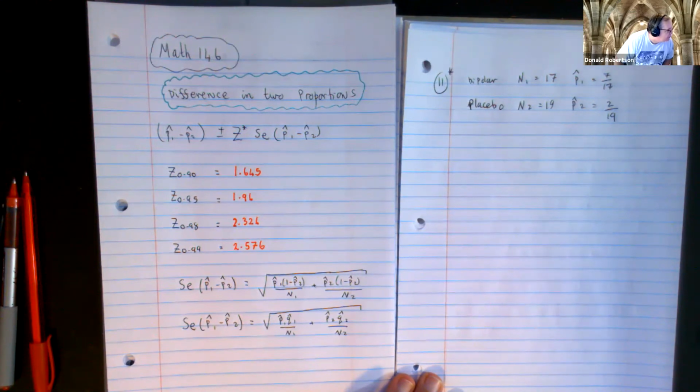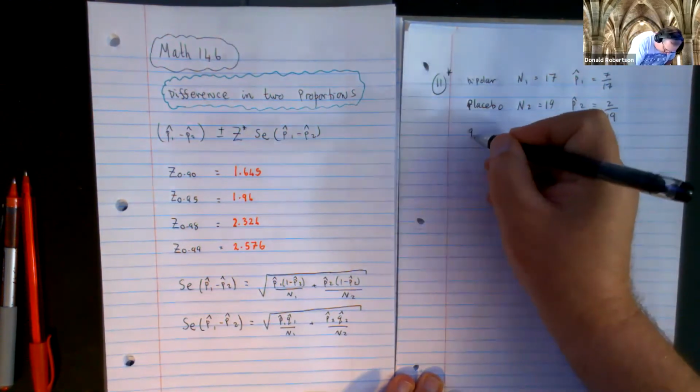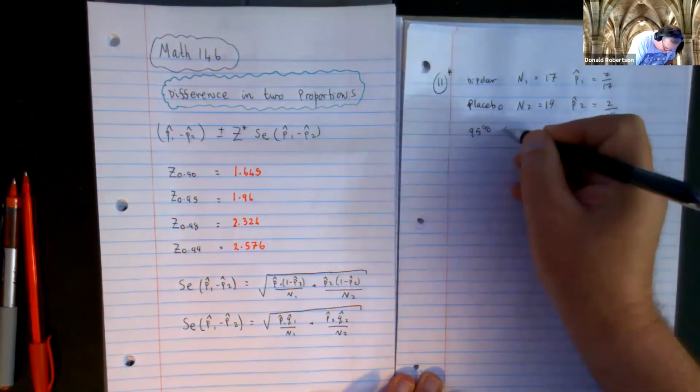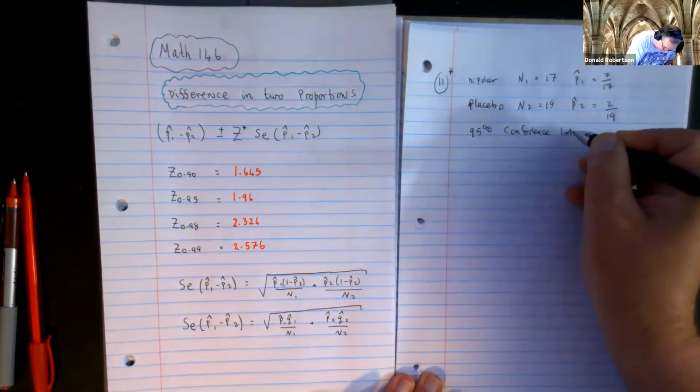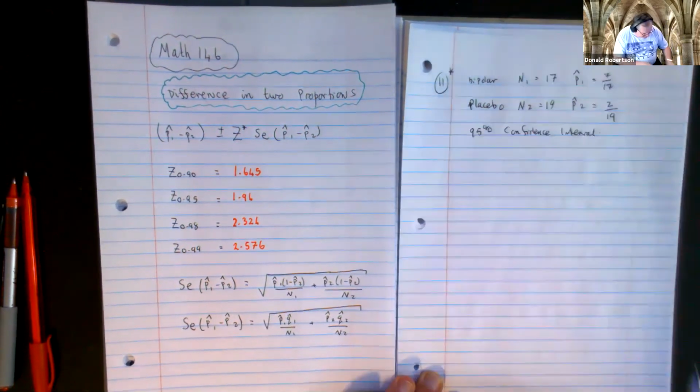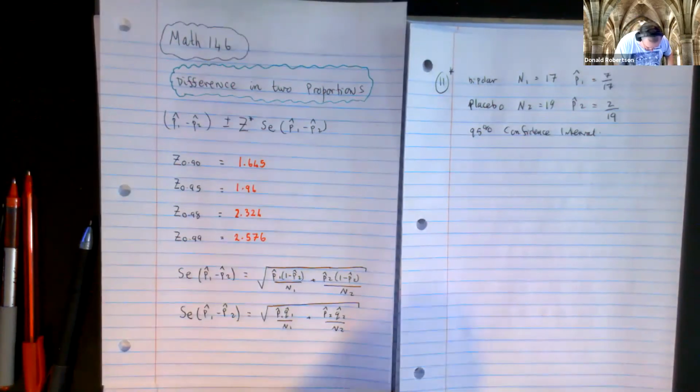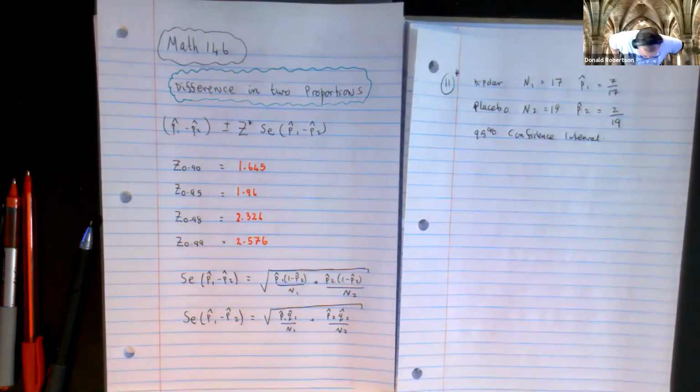And somewhere in here, we're going to find a 95% confidence interval. Okay, go for it, guys. Last question for today. Find and do the whole analysis. After the interval, I want you to say if it's statistically significant or not.